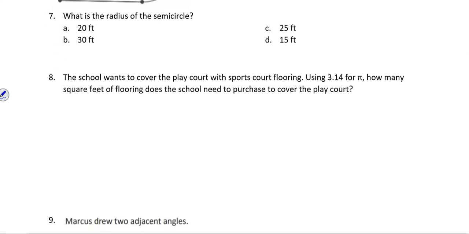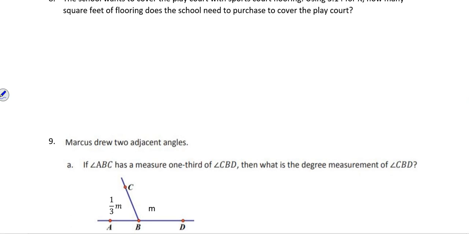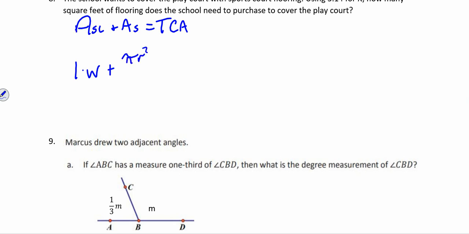School wants to cover the play court with sports court flooring. Using 3.14 for pi, how many square feet of flooring does the school need to purchase to cover the play court? So we need to find the area of the semicircle plus the area of the square in order to find the total combined area. Okay, well, the area for a square is length times width, plus the area of a semicircle is pi r squared divided by 2. Well, I know the length is 40 feet for my square, so that's going to be 40 times 40, plus 3.14 times my radius, which was 20, so that's 20 squared, divided by 2.